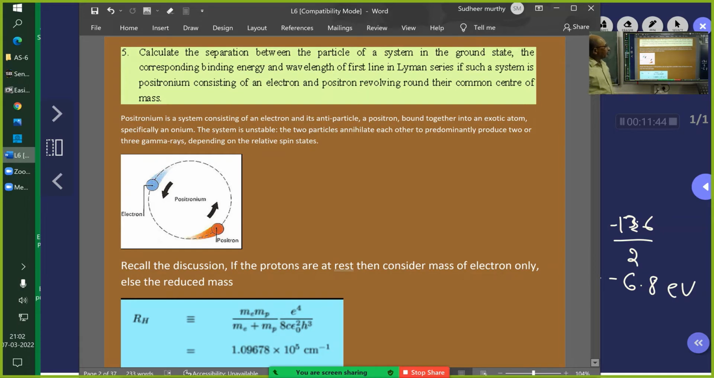So the first line, binding energy, and the wavelength of the first line of the Lyman series. Lyman series will go from N2 to N1, correct? So N2 to N1. Can you find out the wavelength of the first line of the Lyman series in this case?